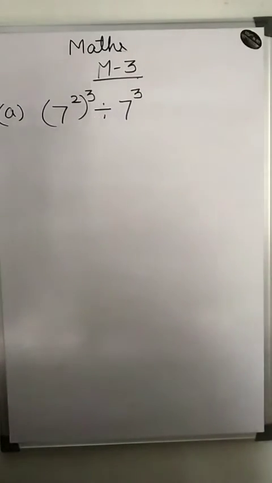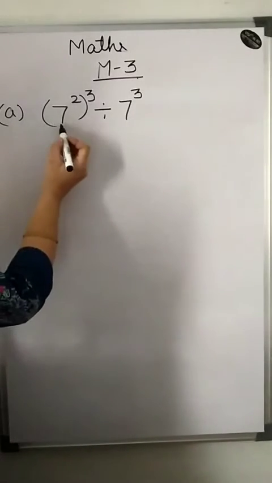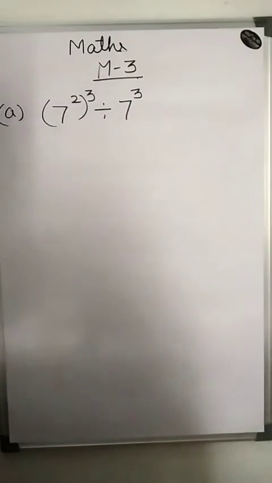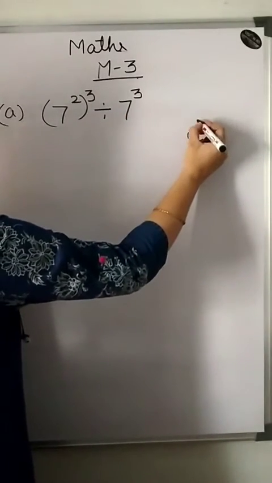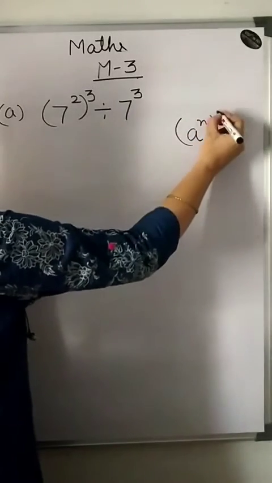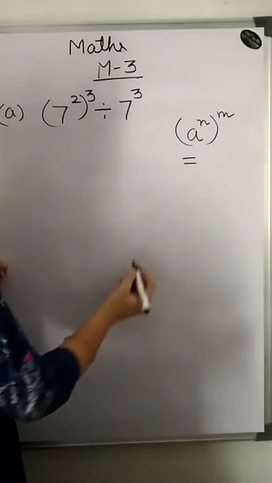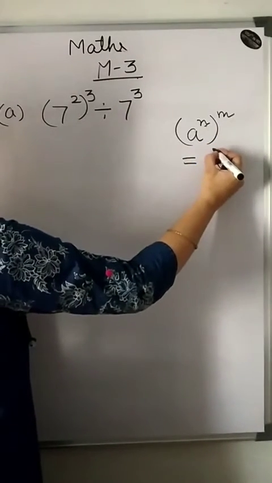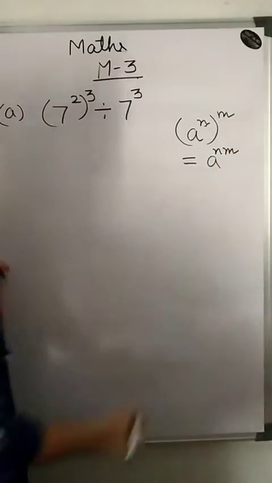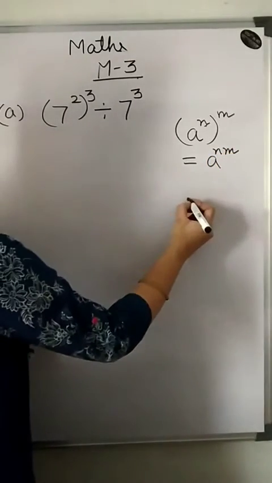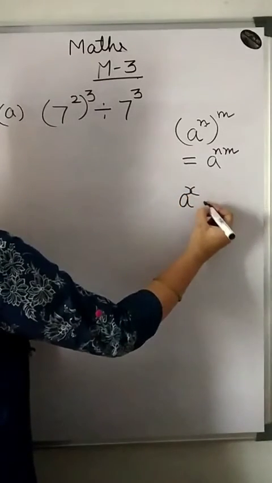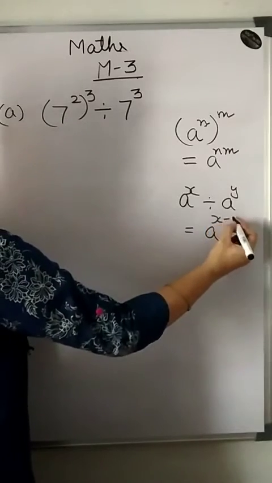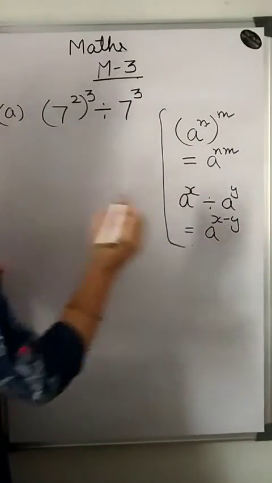Now come to module number 3. In module number 3, the question is 7 to the power 2, to the power 3, divided by 7 to the power 3. As I explained, if we write down a to the power n, and here it is m, then what will be the answer? Then the power to the power, we multiply these two powers together. It means this one becomes a to the power nm. And you know, if the expression is a to the power x divided by a to the power y, then what is the answer? A to the power x minus y. These are the two formulas.